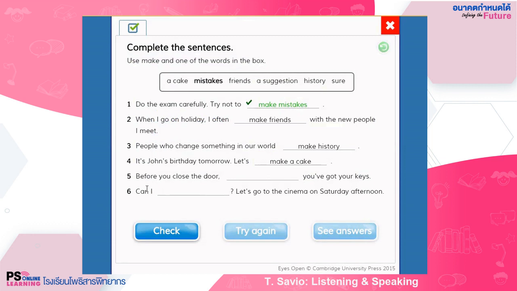Number 5. Before you close the door, make sure you've got your keys. Otherwise, you'll be locked out. You won't be able to enter.